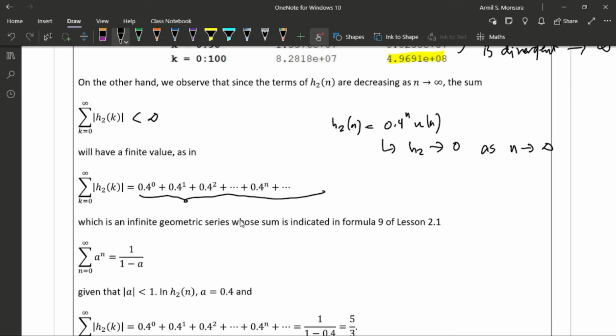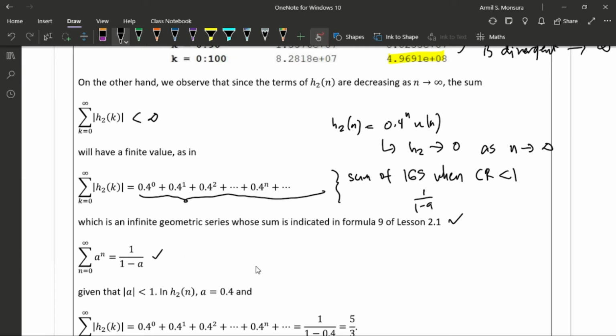Again, recall that we have the sum of an infinite geometric series, when the magnitude of the common ratio is less than 1, is equal to 1 over 1 minus a. So we have been able to study this on a previous course and a previous topic, in lesson 2.1.